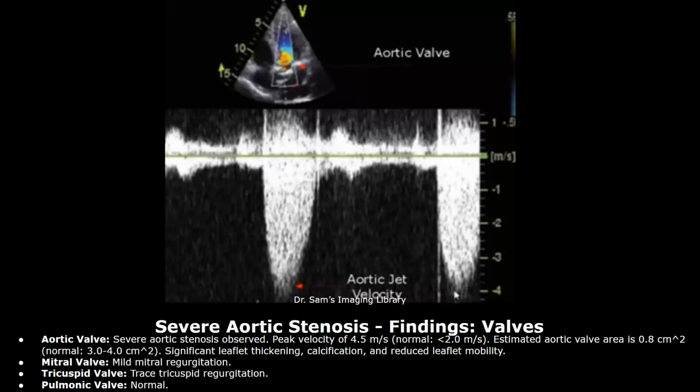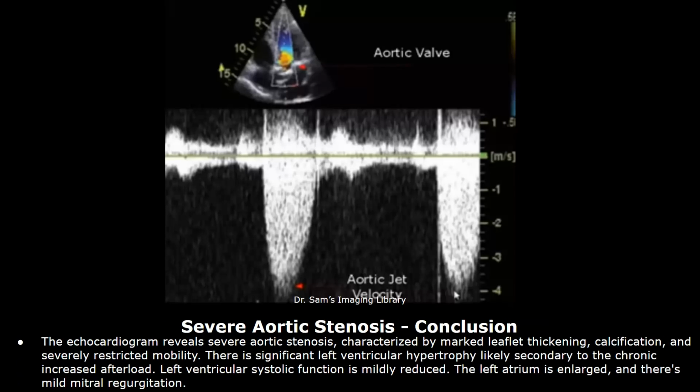The aortic valve shows severe aortic stenosis. Peak velocity is 4.5 meters per second. Estimated aortic valve area is 0.8 centimeters squared. Significant leaflet thickening, calcification, and reduced leaflet mobility. Mitral valve, mild mitral regurgitation. The pulmonic valve is normal.